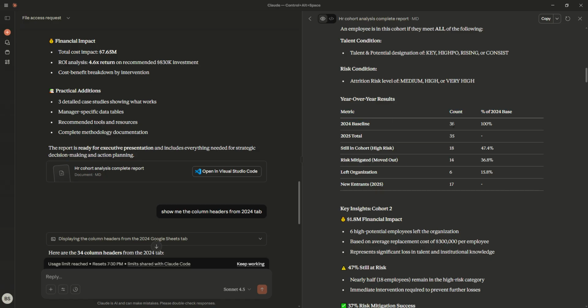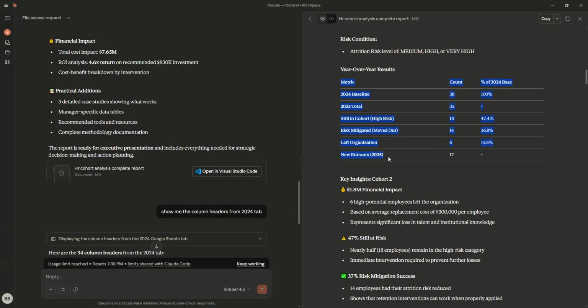As you can see, the 2024 baseline was 38 employees, which is 100% of the total. In 2025 there are 35 employees still in the cohort. At high risk, employees are 18 out of 38, which is 47.4%. The medium move out rate, the risk milestone, is 14 employees total, which is 36.8%. There are 6 employees who have left the organization, and there are employees who have newly entered the organization in 2025, which are 70.